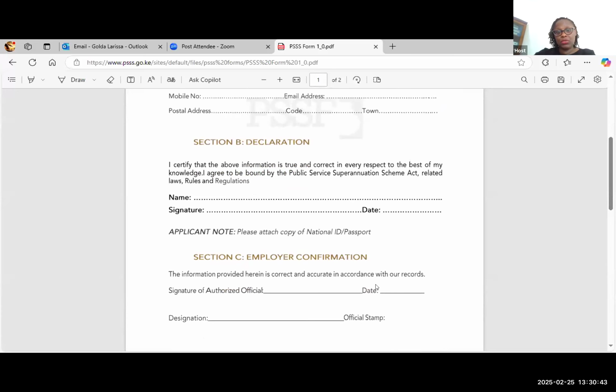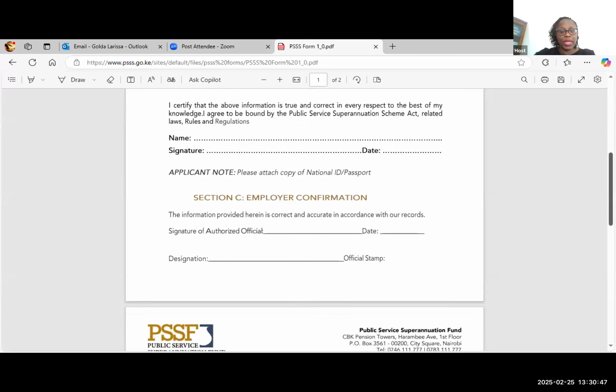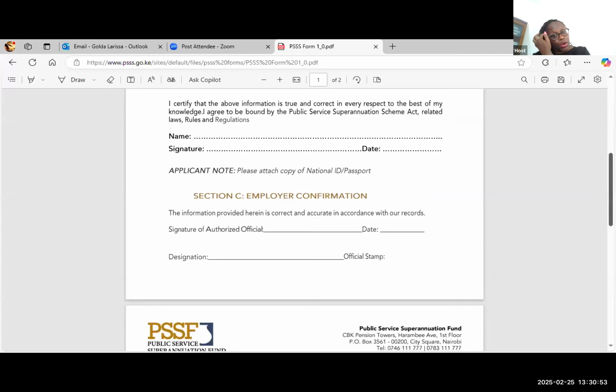Now, we've spoken about how these forms come to us, and that is where you can see there is the part where the employer confirms your details. So the employer will, through the HR office, the director human resource, sign this form and forward the same to us. What is required as an attachment for this form is your national ID or passport.